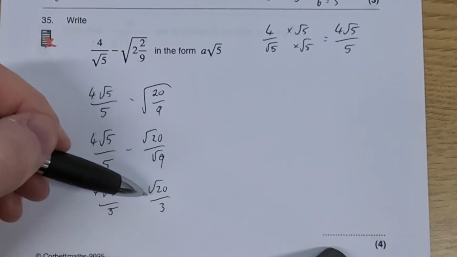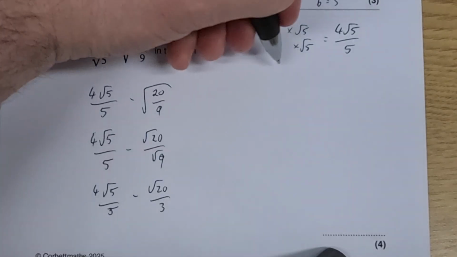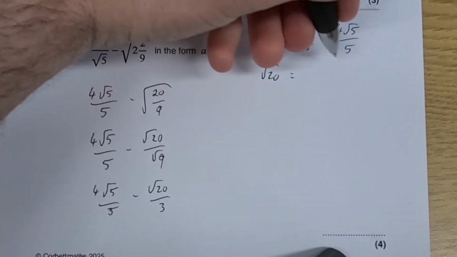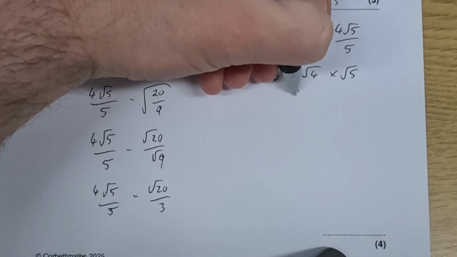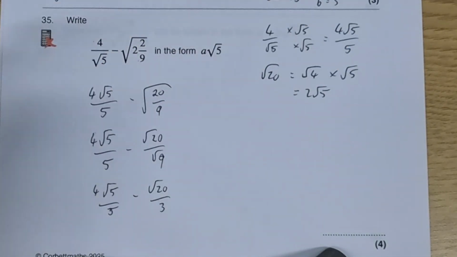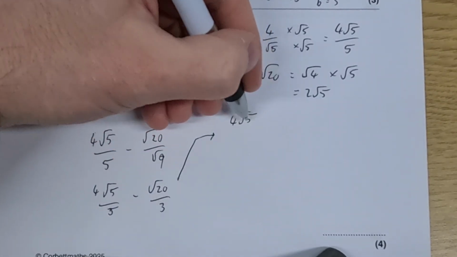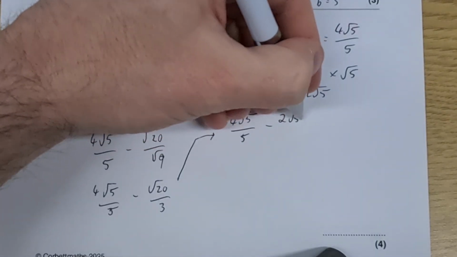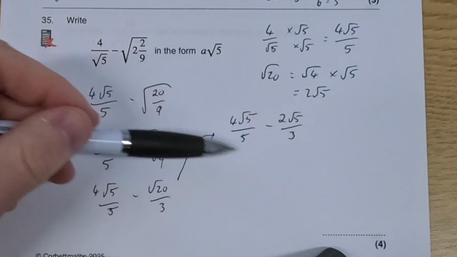Okay, now let's look at this root 20 because we want it in the form of a root 5, so we don't want root 20s in our answer. So root 20, let's simplify it. The biggest square number that's a factor of 20 is 4, so that'll be root 4 times root 5. And the square root of 4 is 2, so that's 2 root 5. So root 20 is 2 root 5. So we would have 4 root 5 over 5, subtract 2 root 5 over 3. Now we want to write it in the form of a root 5, so let's work this out.